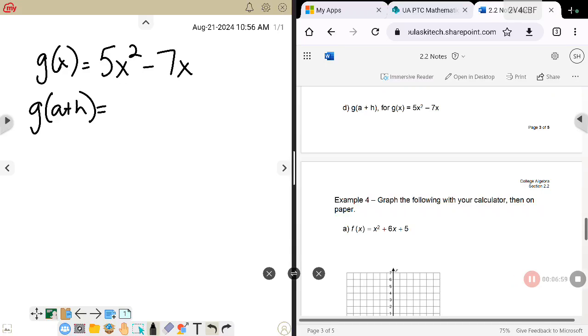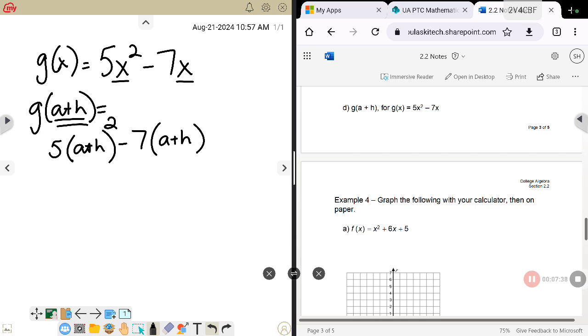My function is g of x equals 5x squared minus 7x. My input, what I'm going to replace the x's with, is this a plus h. Okay, so this one is a little bit more involved. So I'm replacing both of these x's with a plus h. So I've got 5, replace that x with a plus h, squared, minus 7 times a plus h.